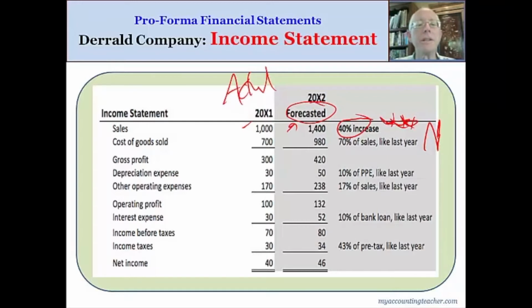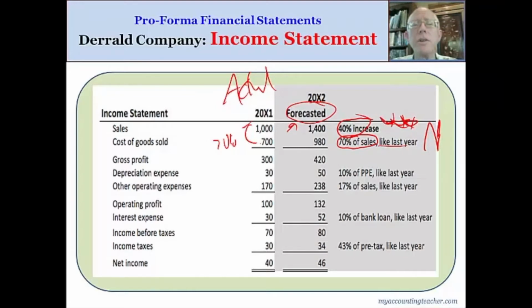Or another way to think of it is this. Last year, our cost of goods sold was what percentage of sales? 700 divided by 1,000 is 70%. Our cost of goods sold was 70% as large as our sales. Our best estimate is that next year's going to be the same. That relationship between sales and cost of goods sold, our markup, if you will, ought to be about the same. So cost of goods sold should be about 70% of sales, like last year. Cost of goods sold is going to go up naturally. If sales are going to go up 40%, cost of goods sold is going to go up 40%. It's still going to be 70% of sales.